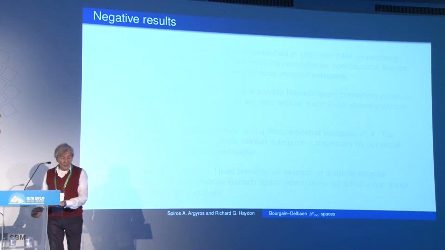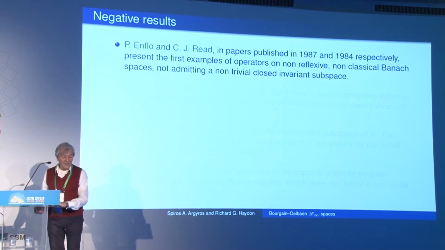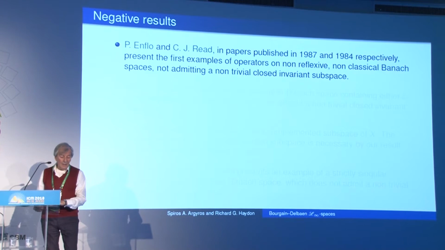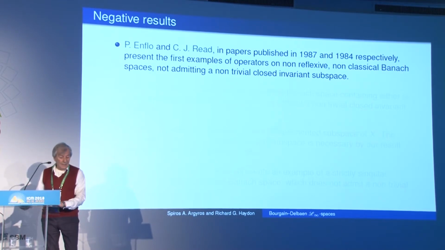Okay. Now let's go to the negative results. The famous negative results come from Enflo and from Read. Enflo's paper was published a little bit later than Read's paper, but Enflo announced his result first. And they present examples of operators on Banach spaces which fail to have a non-trivial invariant subspace.